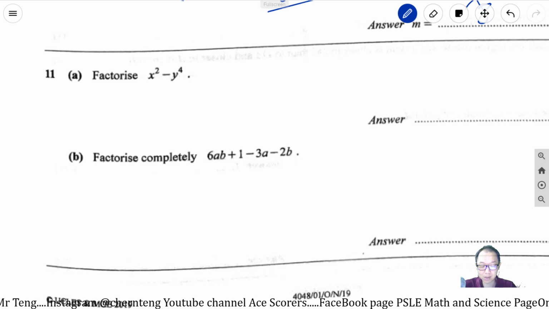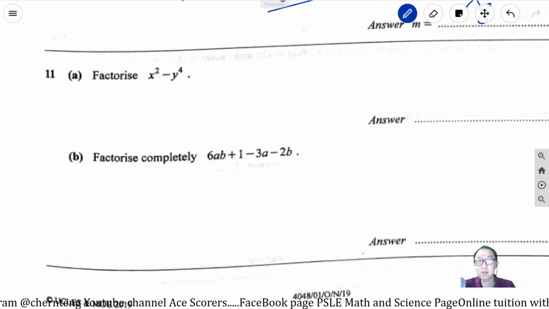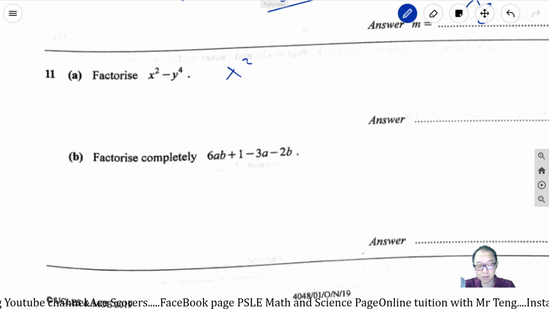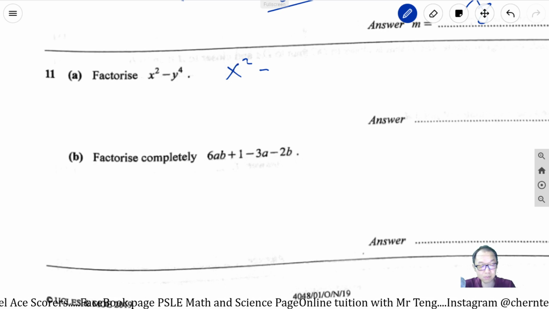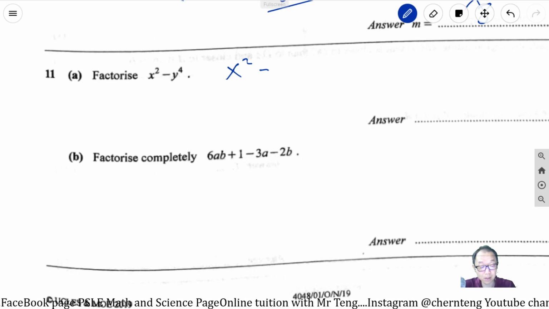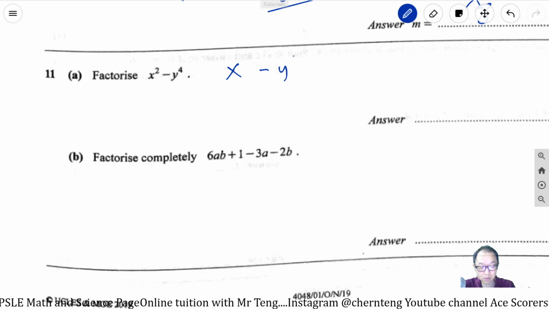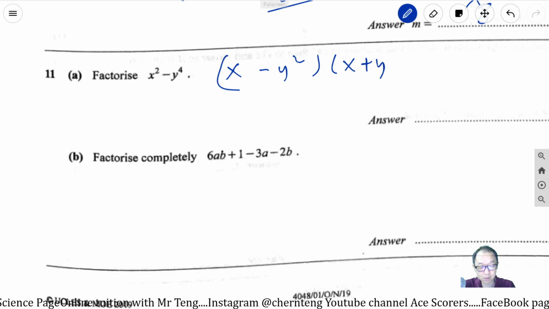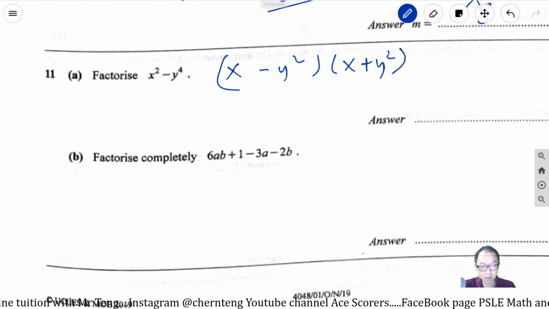Factorize x squared minus y to the fourth. Special algebraic rule number 3. x squared minus y to the fourth is the a squared minus b squared equals a plus b times a minus b thing, right? So I'm just going to write it out. x squared minus (y squared) squared equals (x plus y squared)(x minus y squared). That's it. 1 mark, I think.